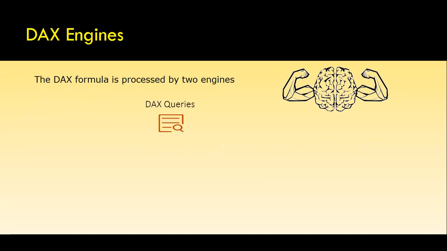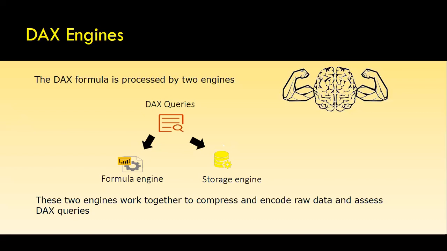First of all, in the case of a DAX formula, it is processed by two engines: one is the formula engine, and the other is the storage engine. Now let us understand the mechanics of how the DAX formula is processed behind the scenes by this DAX engine. The DAX engine is nothing but xVelocity. Previously, it was called VertiPaq. Now they call it xVelocity.